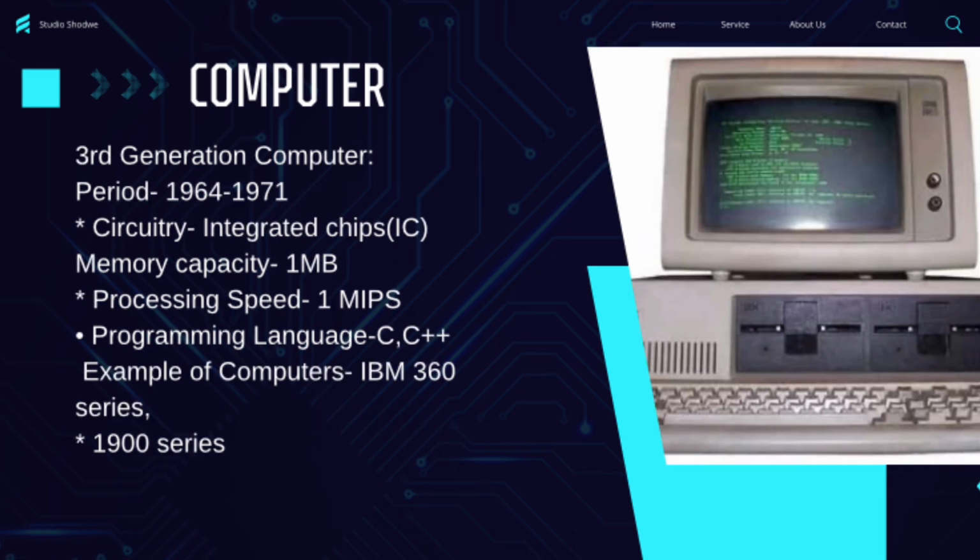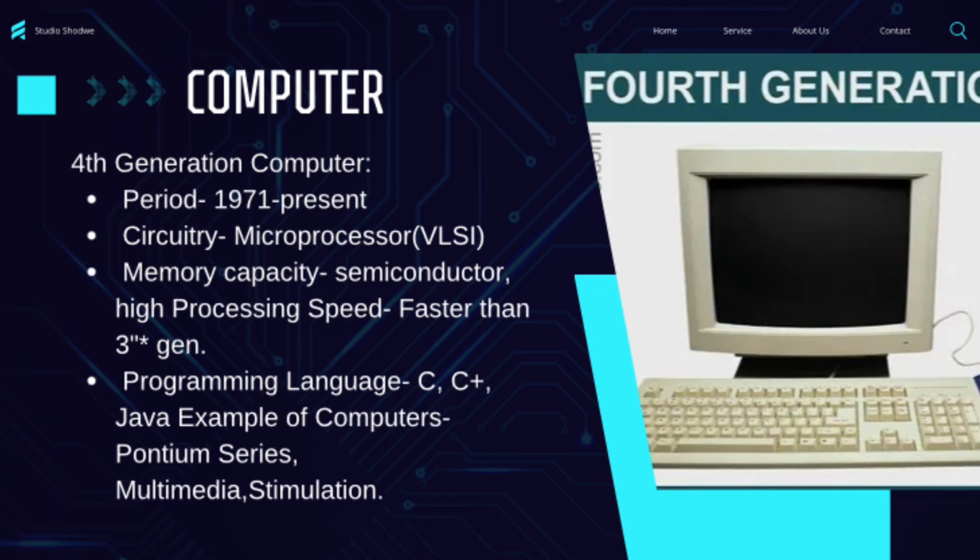In the third generation of the computer, period 1964 to 1971, it is called integrated chips or IC. It has a memory capacity of 1 MB, processing speed of 1 MIPS, programming language of C++, and the examples of these computers are IBM 360 series and 1900 series.